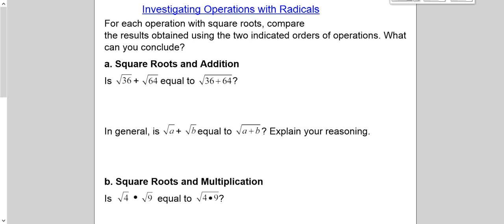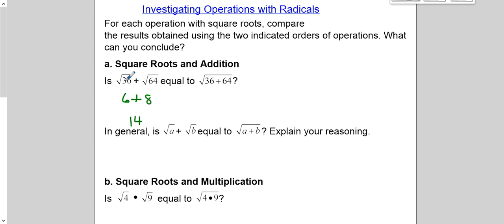Investigating operations with radicals. For each operation with square roots, compare the results obtained using the 2 indicated orders of operations. What can you conclude? Square roots and addition. Square root of 36. Square root of 64. What number times itself gives you 64? 8. And then 6 plus 8 is 14.